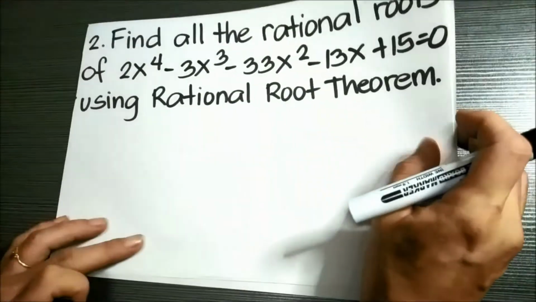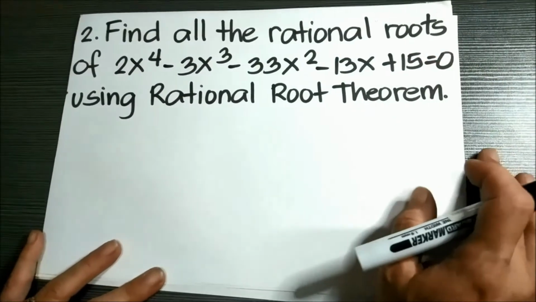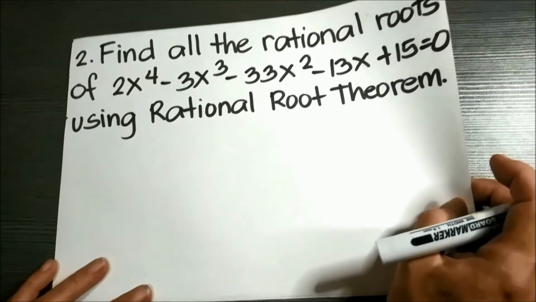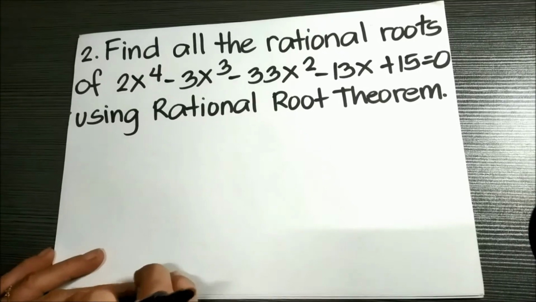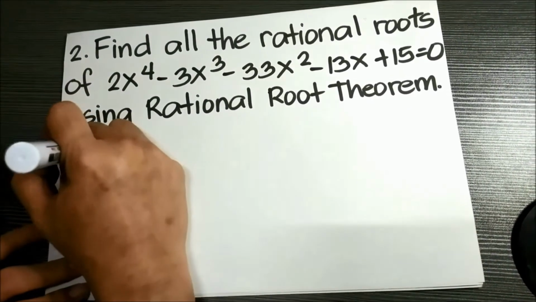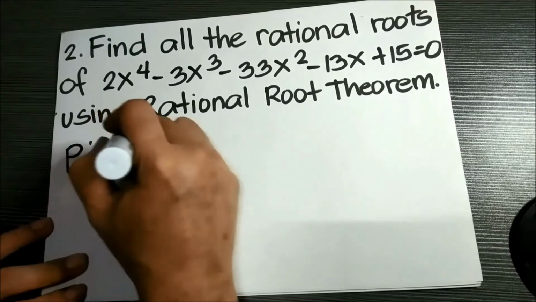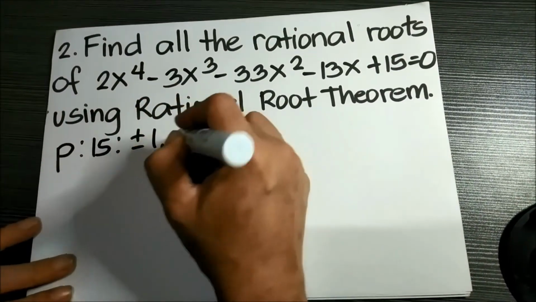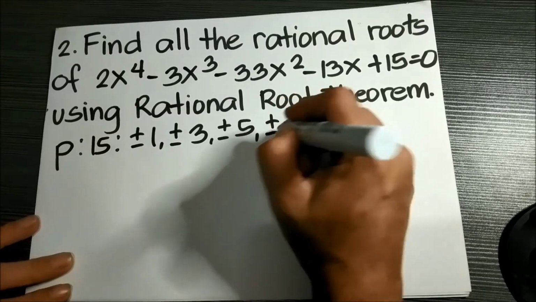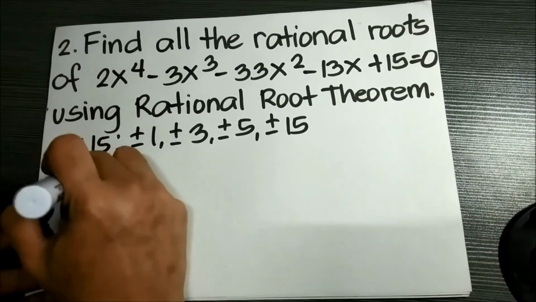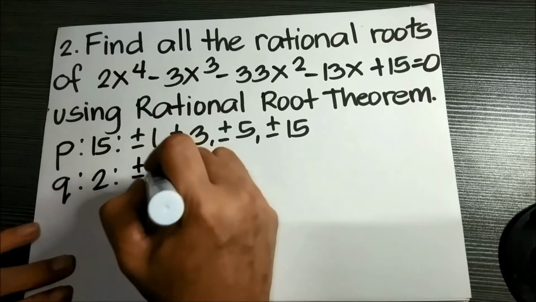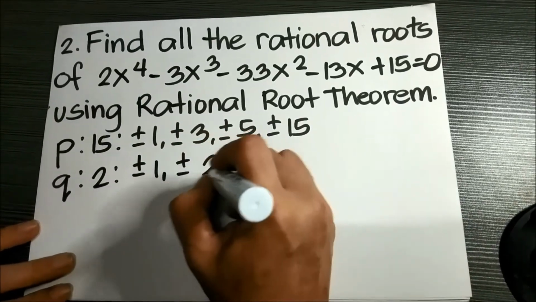Now, let's proceed with example 2. In example 2, you are now asked to find all the rational roots of 2x to the 4th minus 3x cubed minus 33x squared minus 13x plus 15 using the rational root theorem. So, gamitin natin ang paghahanap ng mga possible roots. So, again, you have P. Our P is 15. So, we have plus minus 1, plus minus 3, plus minus 5, and plus minus 15. Now, for Q, you have positive 2. Again, that is plus minus 1 and plus minus 2.